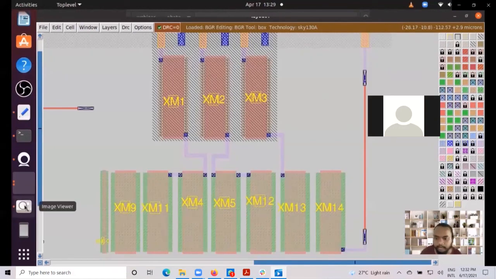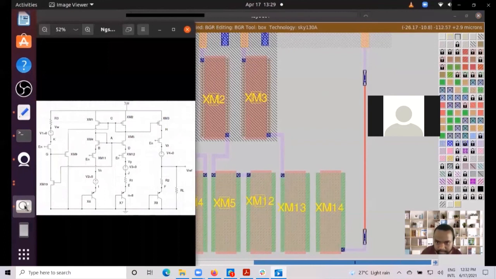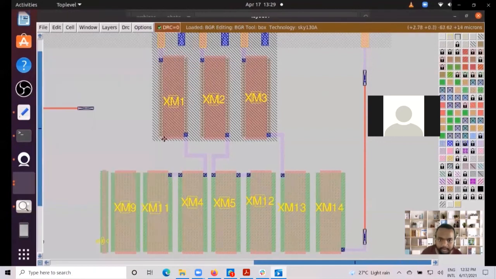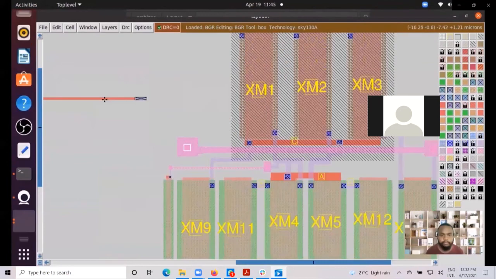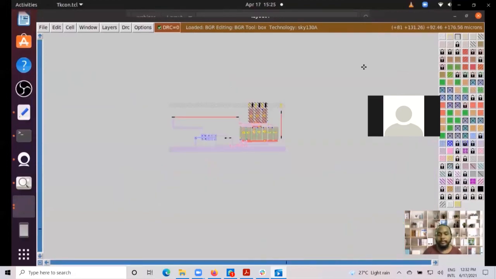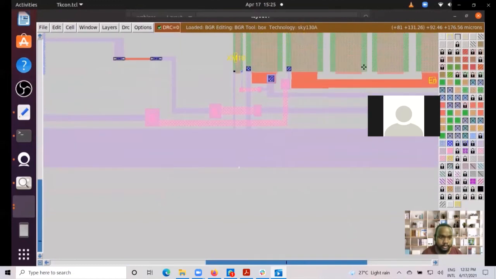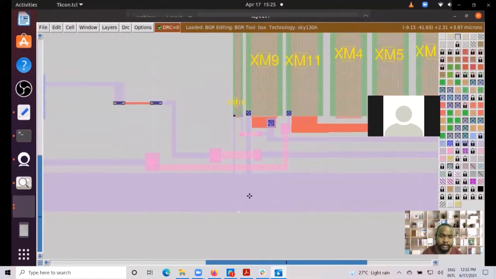So from the circuit we can see the gates of XM1, XM2 and XM3 are connected. So we will connect them using the polysilicon layer. We have to make the contact here from the resistor to the metal. But here we have forgotten to put the substrate terminal of NMOS. We will do this now.